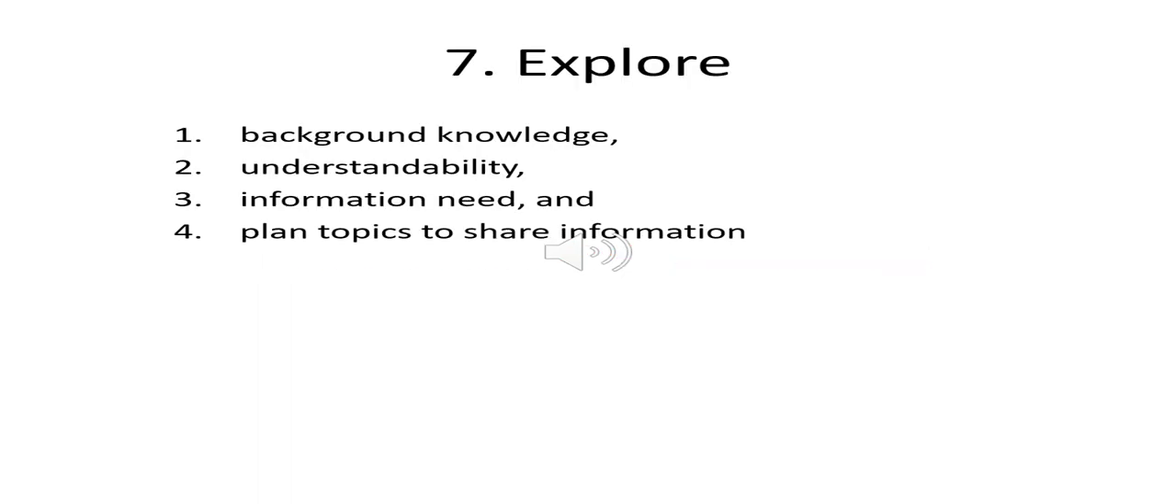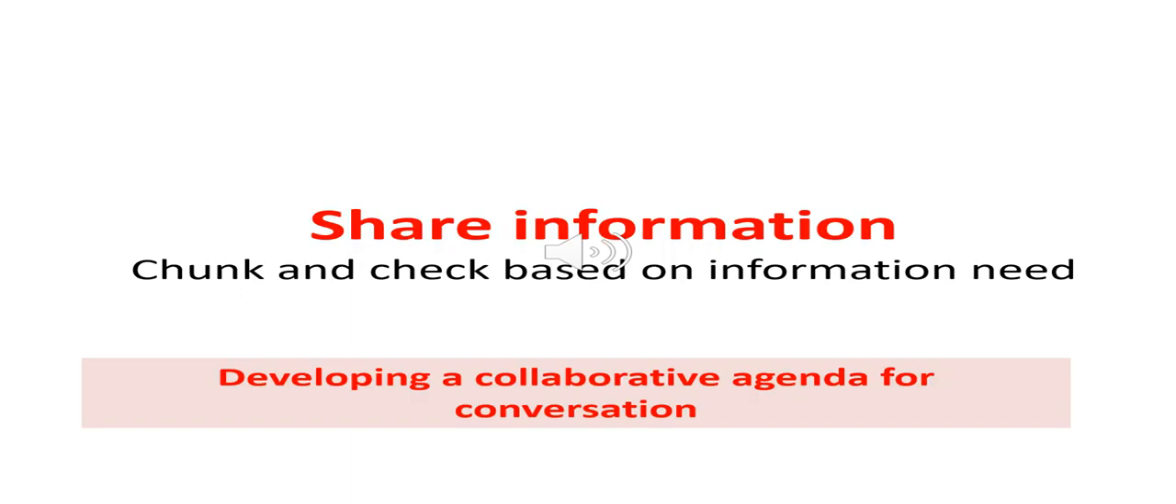The collaborative plan should be the way that you always work. Always you need to collaborate. You ask the patient, what do they want to do? What are their ideas? How do they want us to proceed? The first step in collaborative planning would be to know the background of the patient and then understand their knowledge, their understanding, their information needs, and plan topics to share information.